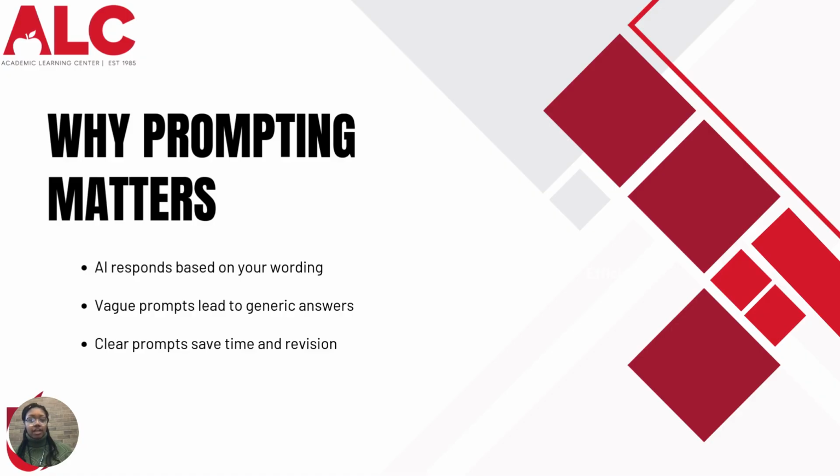If we have vague prompts, it could lead to vague answers. If we have clear prompts, it will reduce the unnecessary information that AI outputs to us, and it will save you a lot of time. Prompting is really less about technology and more about how you're communicating with the tool.